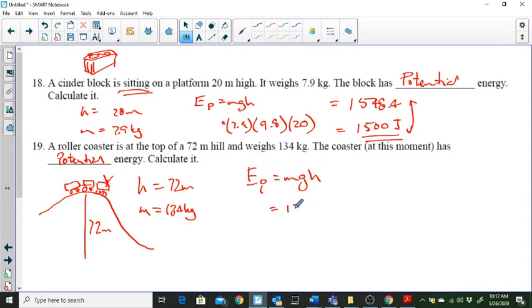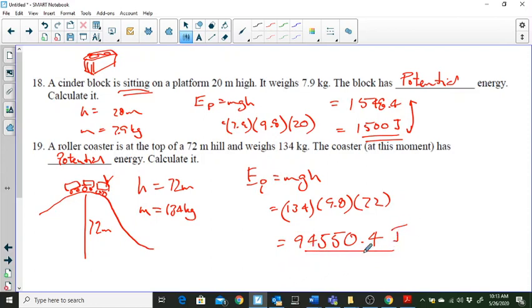So now we can substitute in our values. What's our m? 134. What's our g? Oh, right, 9.8. Mr. Johnson, stop freaking out. All right, and then we have 72. And so now we just multiply these together. 134 times 9.8 times 72. And we get a value of 94,550.4. That's a pretty big number. We'll just leave it there. It's joules.